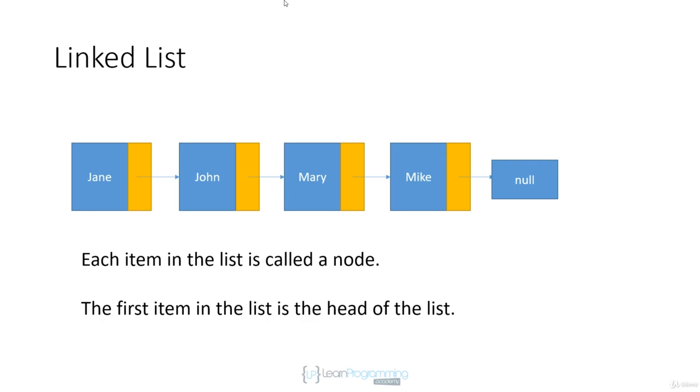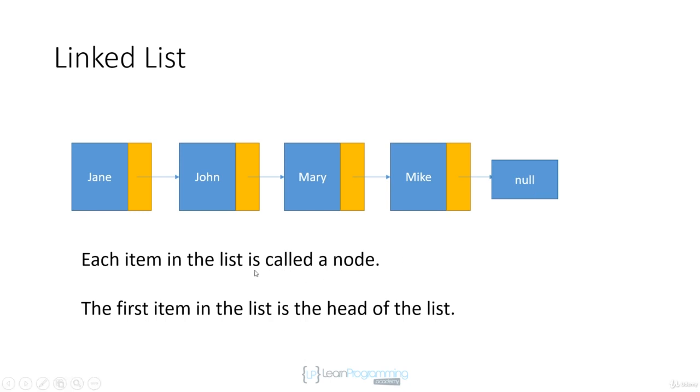So when we get to the implementation, I'm going to use the employee class we used when we looked at array lists. On the screen here, I have a linked list, and this would be Jane, John, Mary, and Mike. As we can see, this blue block would be the employee object, and then there'll be a field that contains a reference to the next item in the list. Each of these items is referred to as a node, and the first item in the list is the head of the list. The last item in the list always points to null because nothing comes after it.